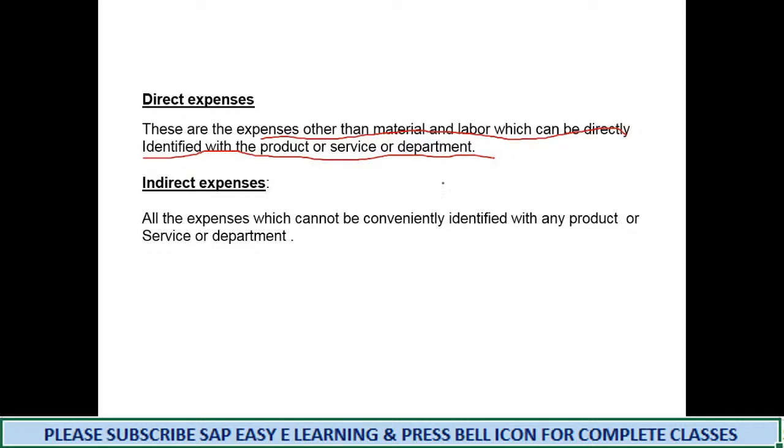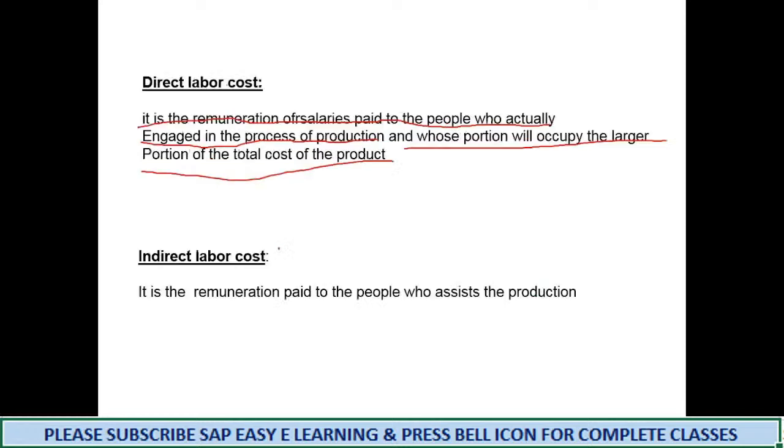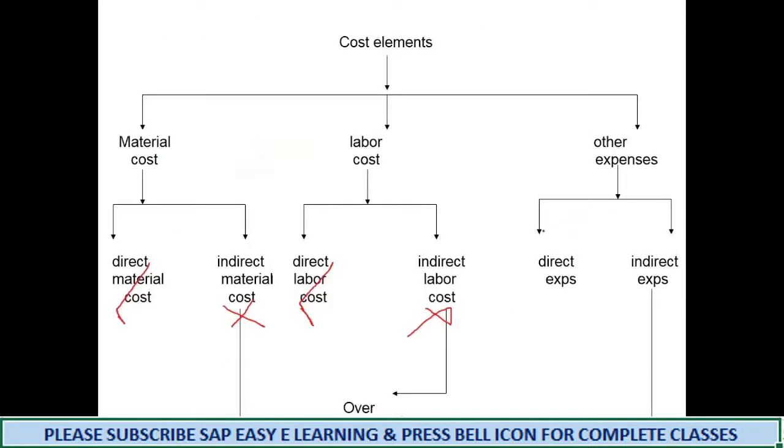Indirect expenses. All the expenses which cannot be conveniently identified with any product or service or department. For example, printing and stationery, traveling expenses, petrol expenses, diesel expenses. With which product do you identify these expenses? No, not possible, right? So these are called indirect expenses. Again, direct expenses occupy a larger portion and they are directly identified with the product. So coming to the analysis perspective, direct expense occupies a larger portion, so you have to analyze them.